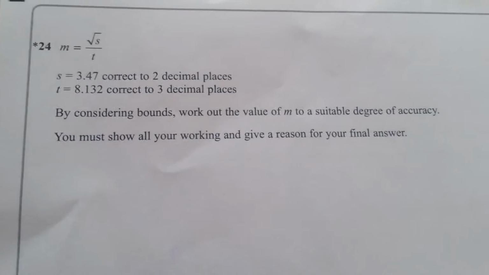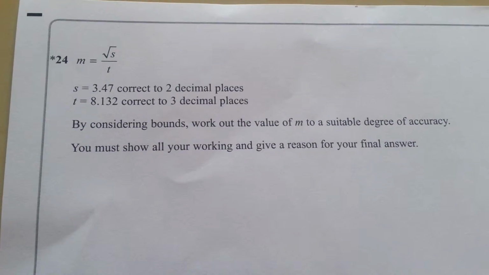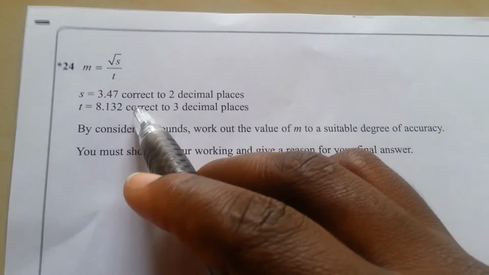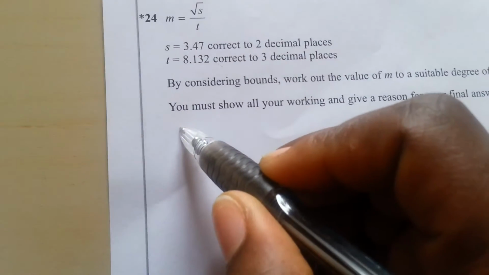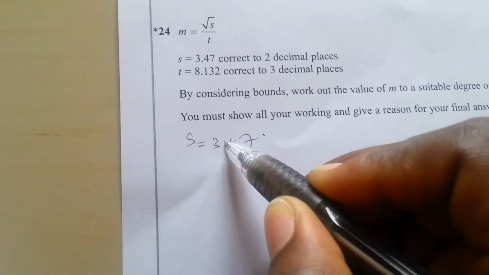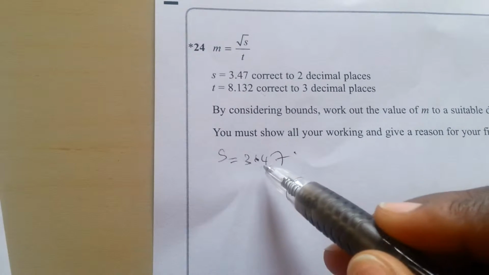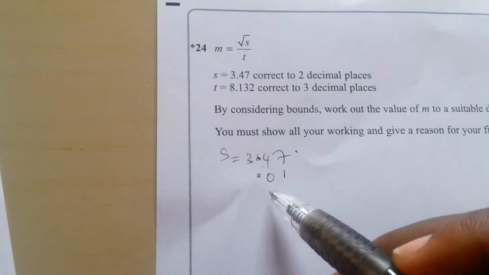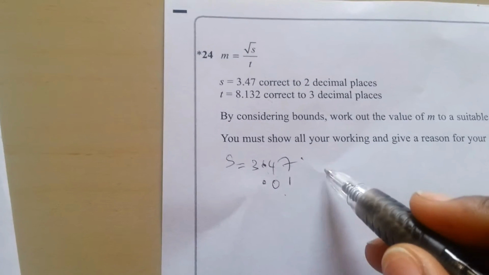Now, what we're going to do first is find the upper bounds and the lower bounds of all of this when you're correcting to 2 or 3 decimal places. Now you have s equal to 3.47. We're told that it was corrected to 2 decimal places, so this is the same as 0.01. Now to get the upper and lower bounds, we're going to divide this 0.01 by 2.